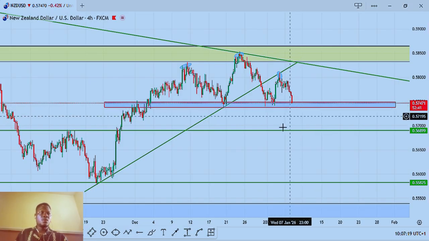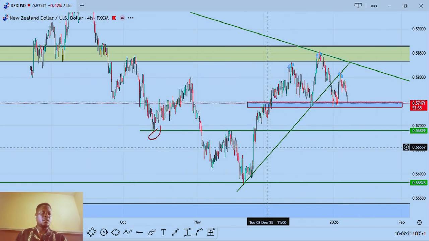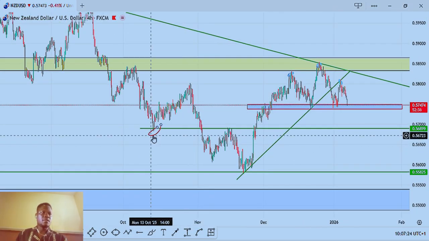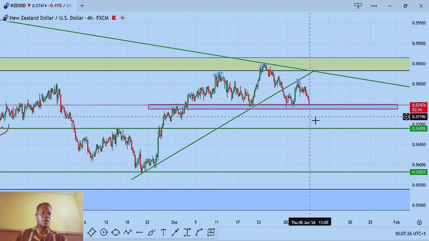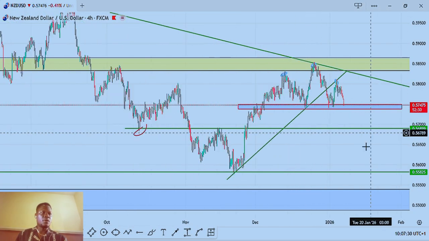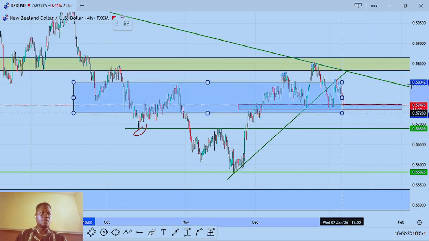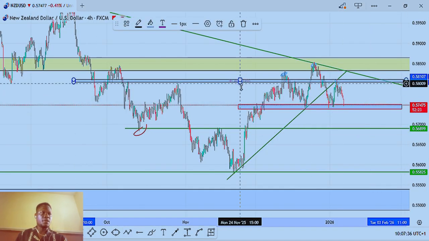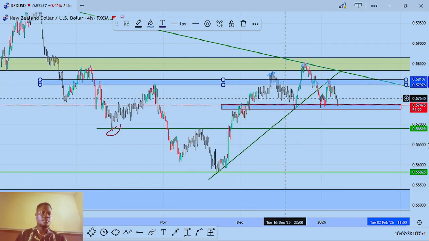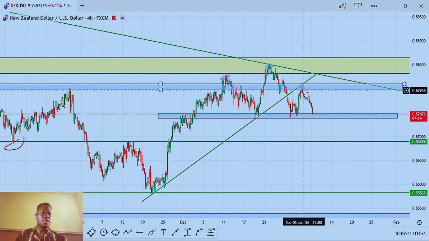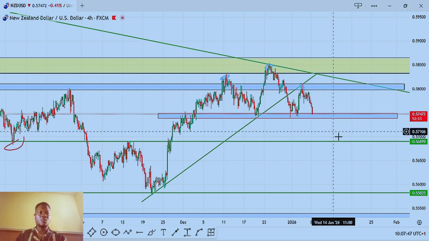So yeah, guys, that is it for the NZDUSD. If I see a 4 hours engulfing candlestick close here, I will be going short. On this supply area here, the market made some correction. I could not jump in at this supply area because I could not see the signal that I was looking for. So that's why I didn't go in.